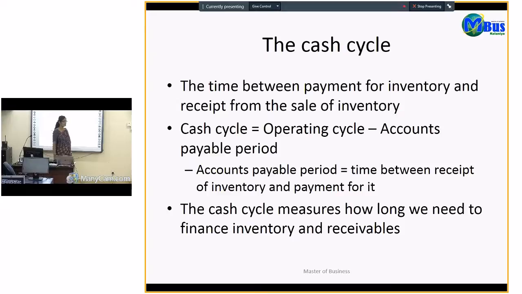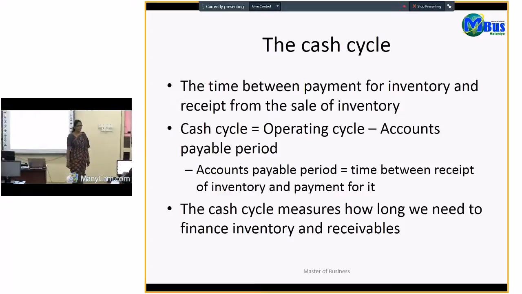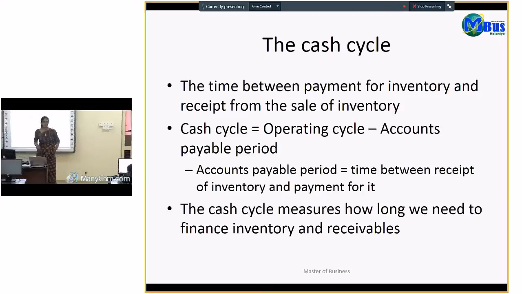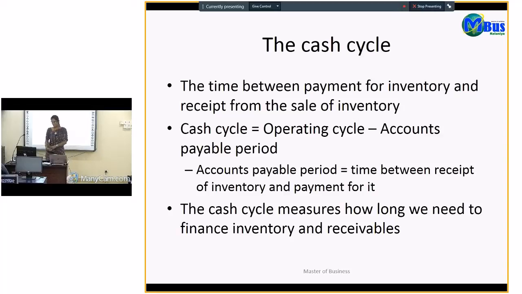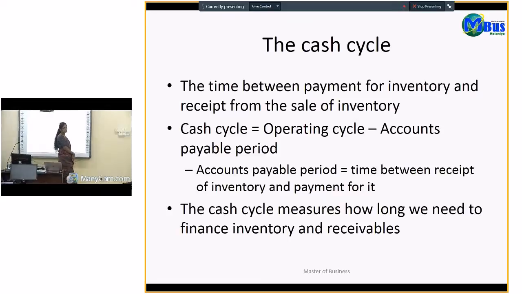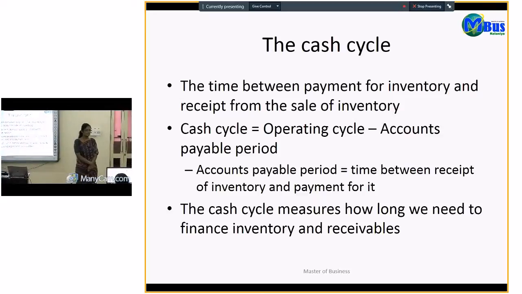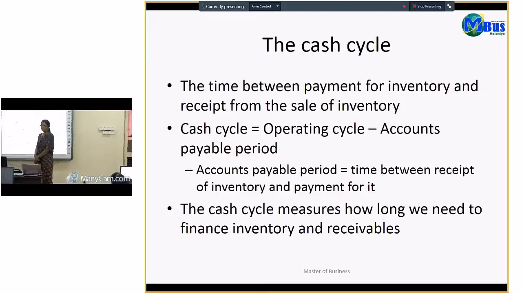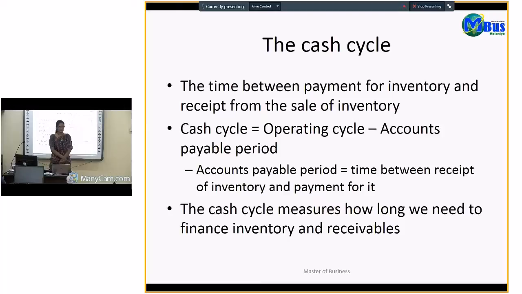What is the difference between cash cycle and operating cycle? It is the difference between the operating cycle and the accounts payable period. That is how we calculate it. It is the time between payments for the inventory and receipts from the sales. Payments for the inventory we might have to make in advance, before we get money from the debtors, right? Payments for inventory means payments to the creditors, and the receipts from the sale of inventory.